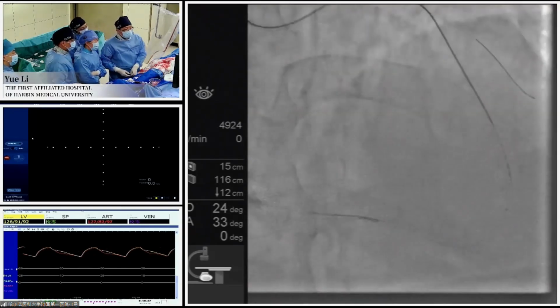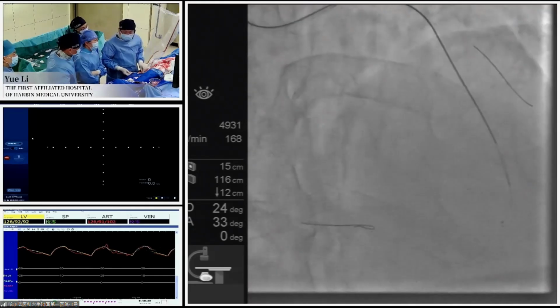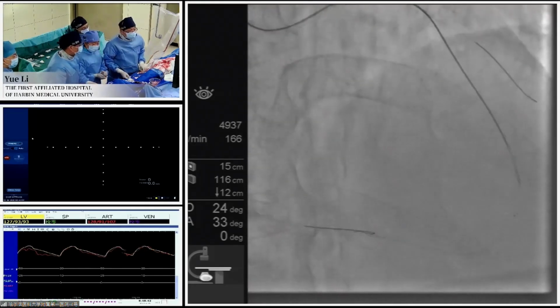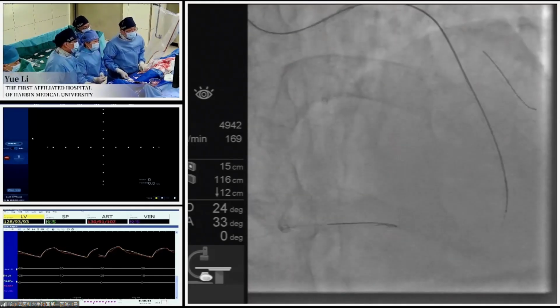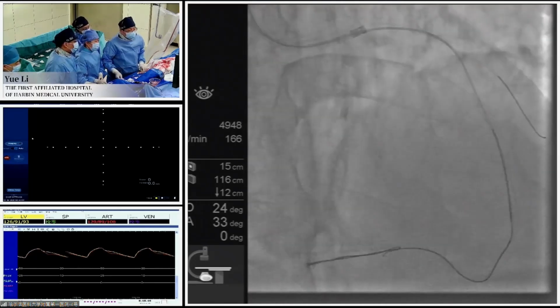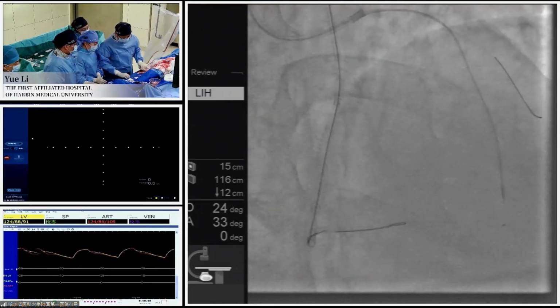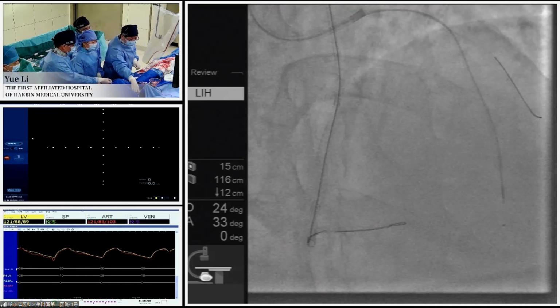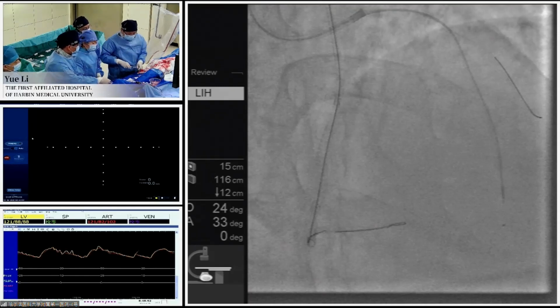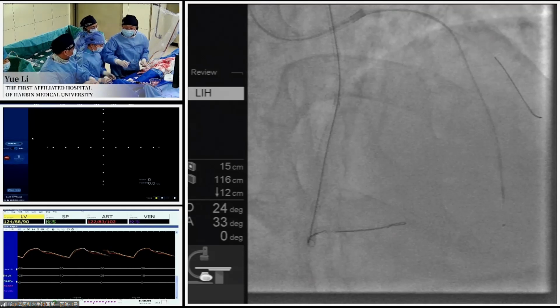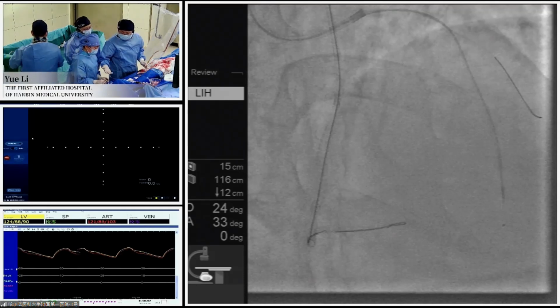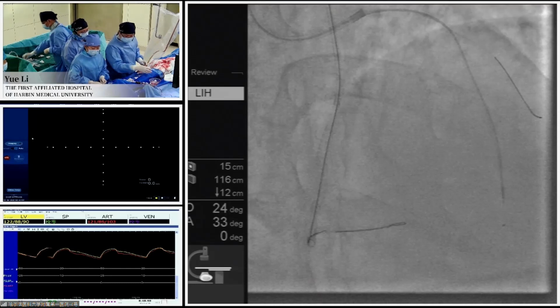So at that time, I think give me the cell. We withdraw the stiff guide wire and re-advance a relatively soft wire. I think we're already successful. Yes, we're already successful. Okay, 95% of the procedure is finished.